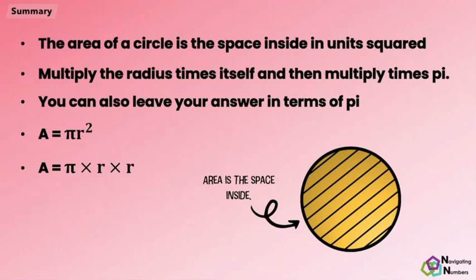Keep in mind that radius squared means radius times radius, not radius times 2. And last but not least, make sure you're using the radius in your formula and not the diameter. If you're given the diameter, make sure you split it in half before you use the radius in your formula.